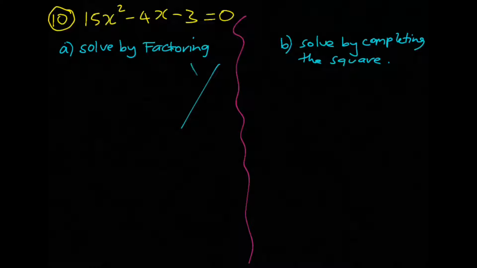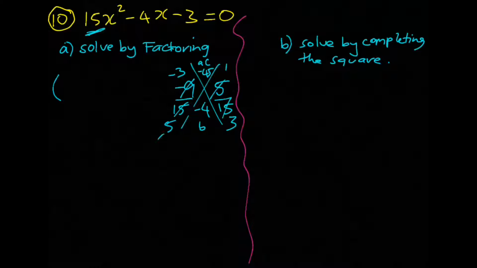So let's get the AC and B. Now AC is negative 3 times 15, which is negative 45. B is negative 4. Okay, using trial and error, we could try negative 15 and 3. That's not it. Negative 9 times 5 is 45. They add to give negative 4, so that's the one. So let's put them in here. And then because we've got a 15 there, we've got to divide both sides by 15. And then let's break it down to its lowest common denominator.